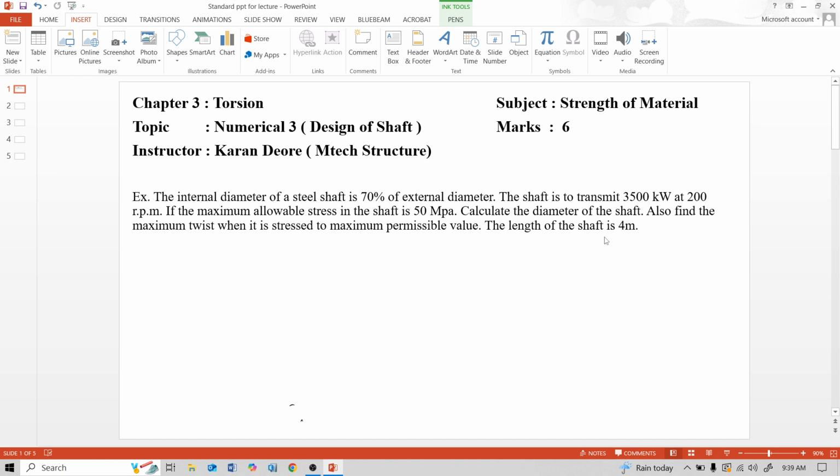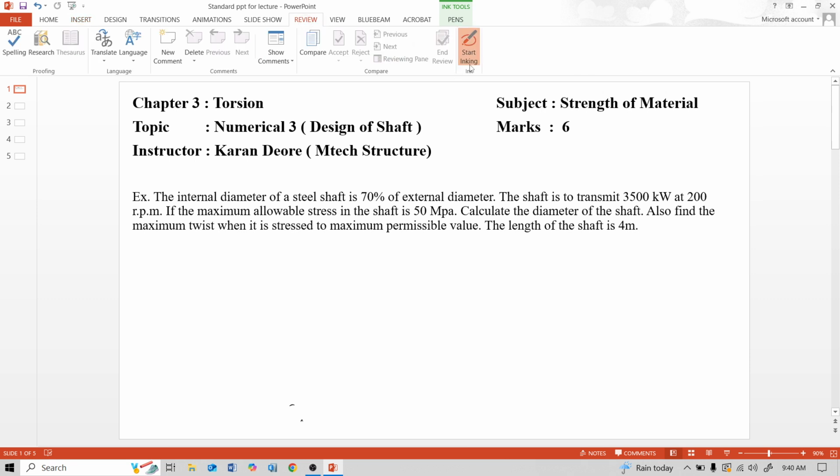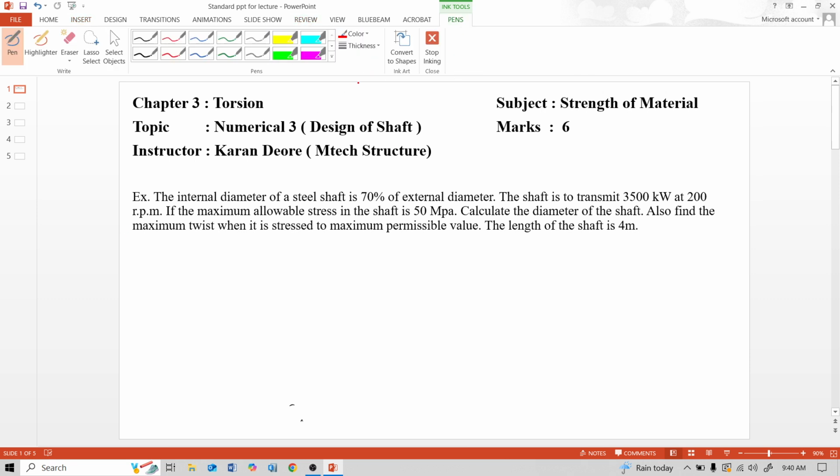Also find the maximum twist when it is stressed to maximum permissible value. The length of the shaft is 4 meter. So first write the given data of this numerical.